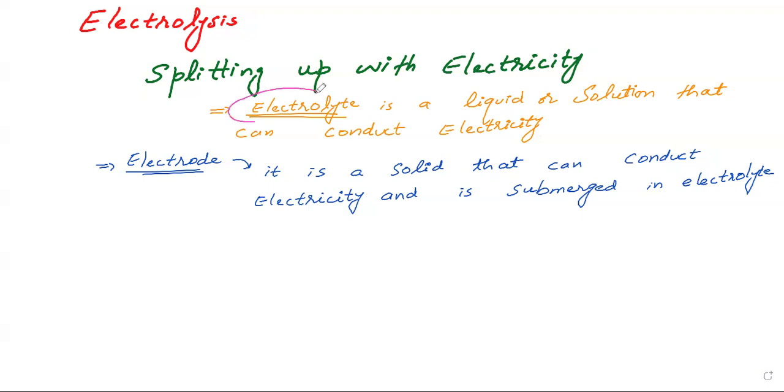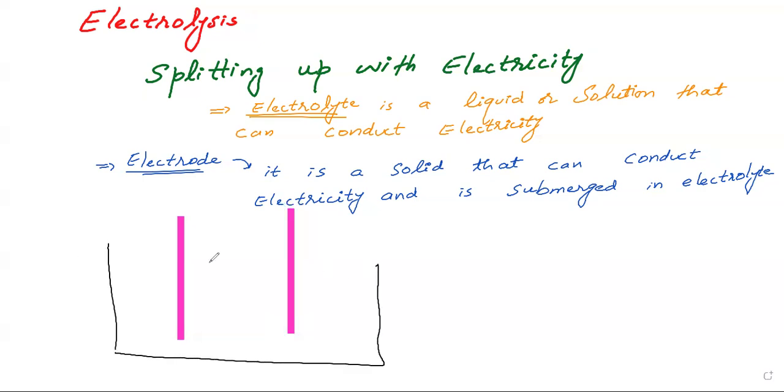One is electrolyte. An electrolyte is a liquid or a solution that can conduct electricity, that allows current to flow. Electrode. What is an electrode? An electrode is a rod-shaped piece like this. Here I'm making a diagram. An electrode is a solid that can conduct electricity, and the electrode is submerged in a liquid.